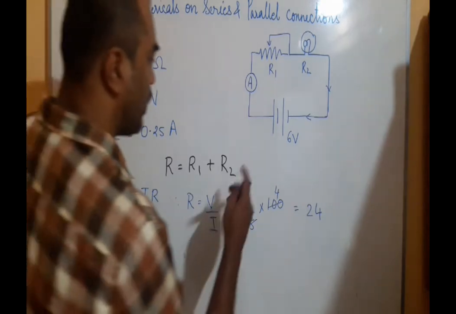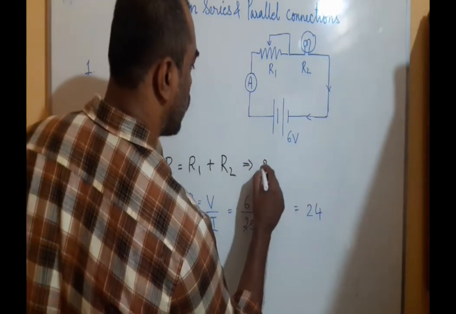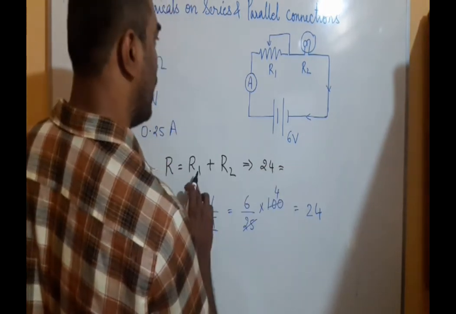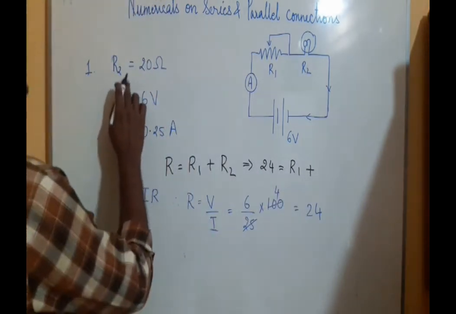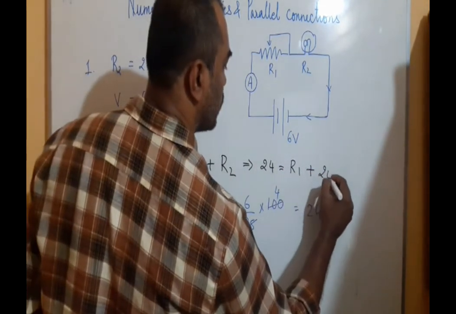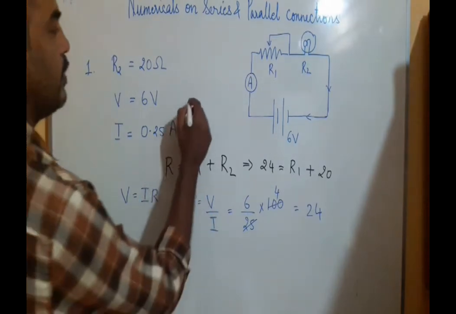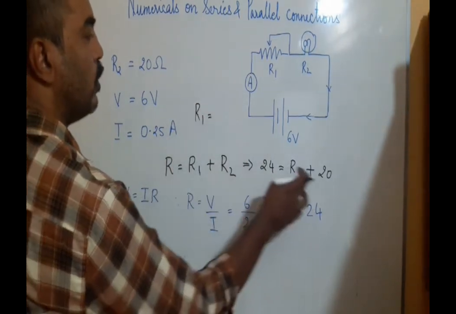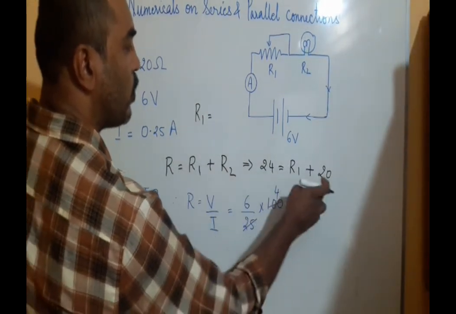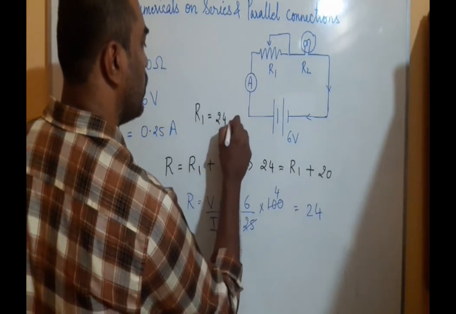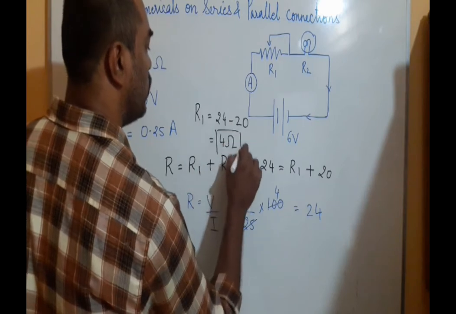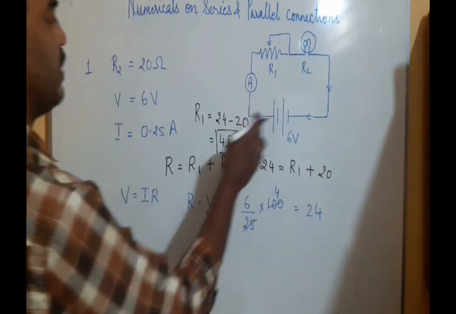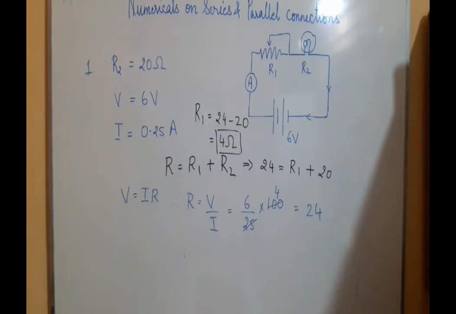So now we can write 24 equal to R1, which we have to find, plus R2, which is given as 20 ohm. So what will you get? R1 is equal to 24 minus 20, equal to 4 ohm. So the resistance R1 is 4 ohm. Is the numerical clear to you?